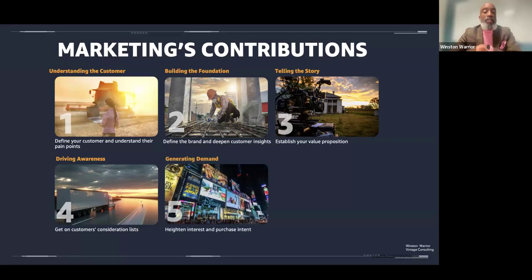Number 5, generate demand, heighten interest and purchase intent. That means advertising. You have to yell to the right people, hey, there's this thing at Radio Shack, you can come get it. That's the thing. How do you heighten the interest? How do you make sure that people are looking for your product or service? That's the generating demand part.